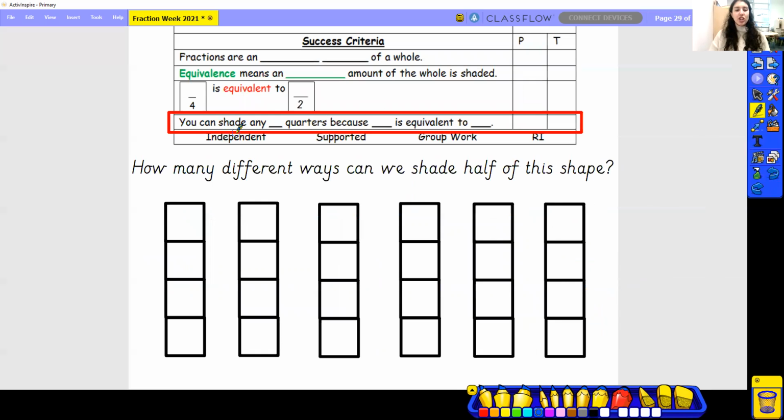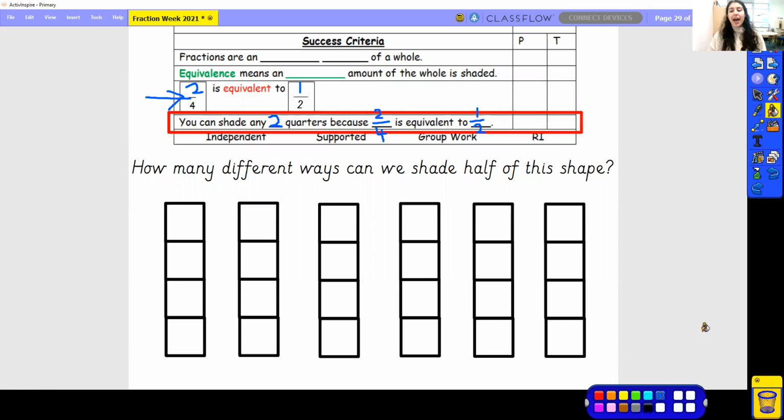Fantastic. So remember, you can shade any 2 quarters because 2 quarters is always equivalent to 1/2. So that's what we're really trying to focus on today. Equivalence means an equal amount of the whole is shaded. 2 quarters is always equivalent to 1/2, and you can shade any 2 quarters because 2 quarters is equivalent to 1/2. So what I'm going to do now is I'm going to show you how we can do this in as many ways as possible.